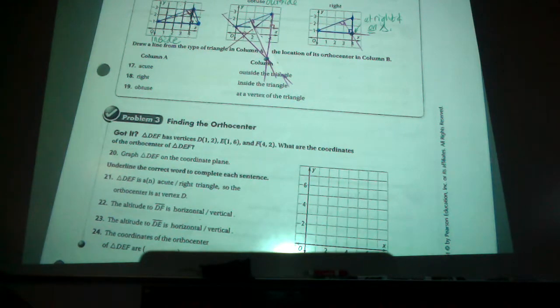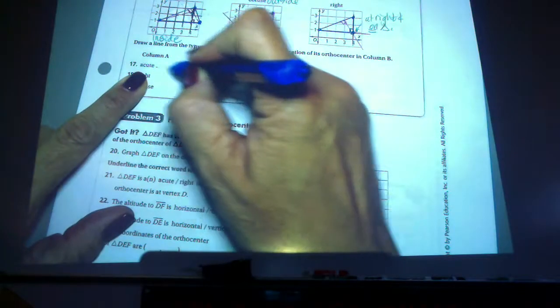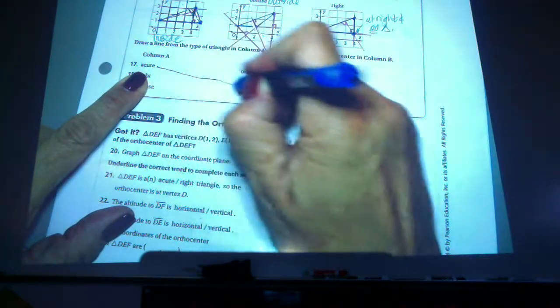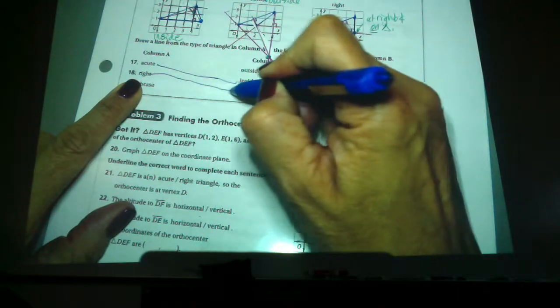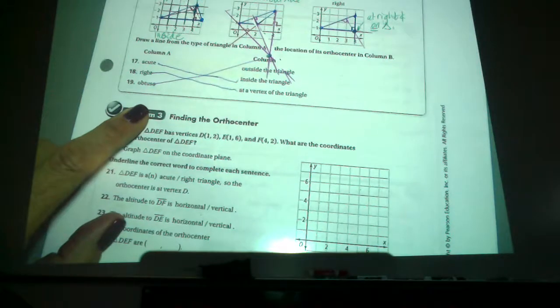So you can now answer 17, 18, and 19. So the altitudes meet in an acute triangle inside the triangle, in a right triangle at the vertex of the triangle, on the triangle. And then in the obtuse triangle, outside the triangle.